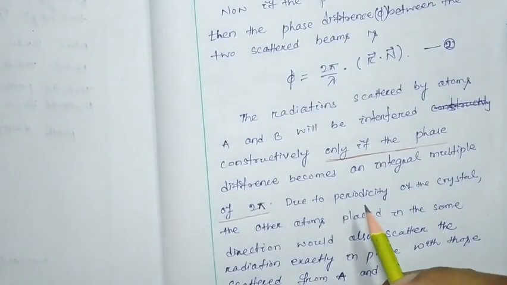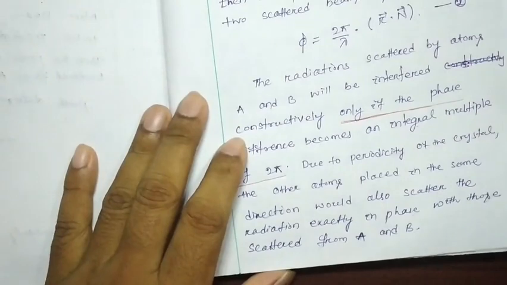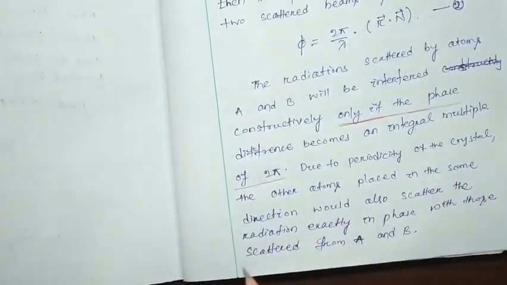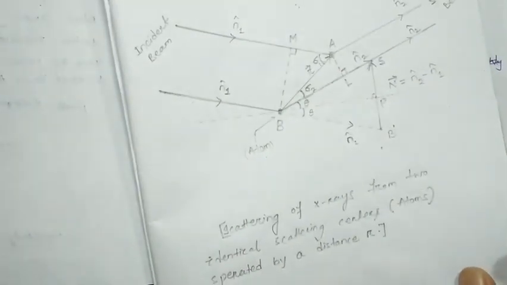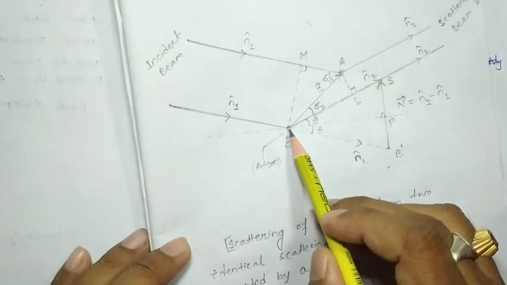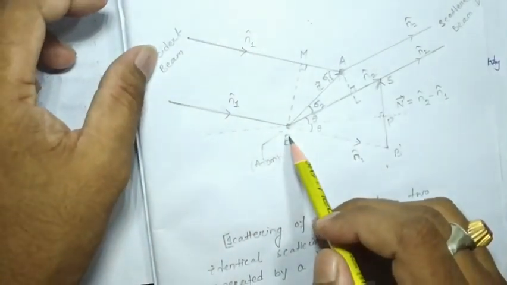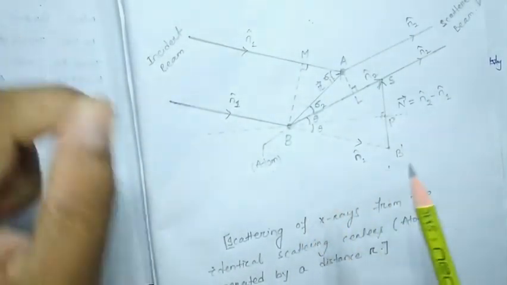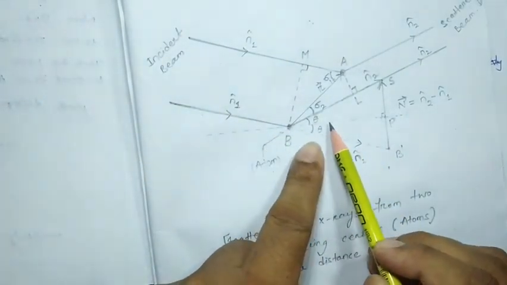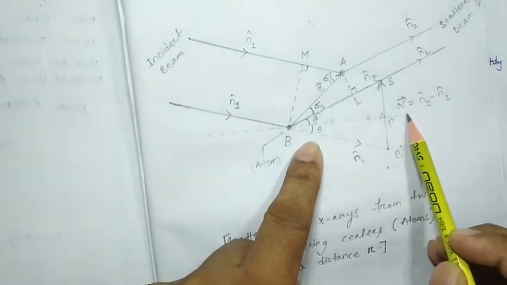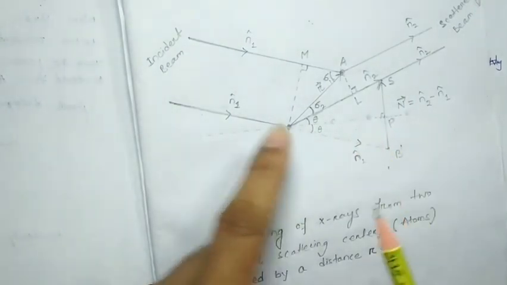Due to the periodicity of the crystal, the other atoms placed in the same direction, that is what I explained just before. Here B atom will be here. As we know, a crystal is a periodic repetition of atoms. Here B will be here, another atom will be here, another atom will be here. That means periodically the atoms will be placed like this.